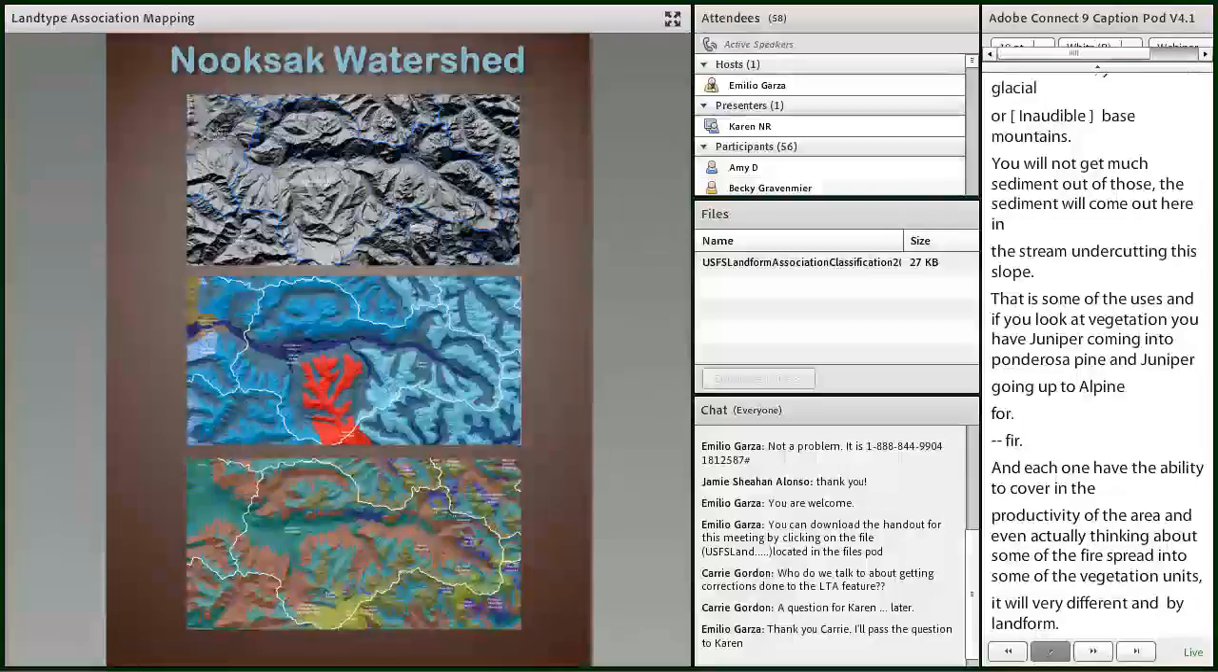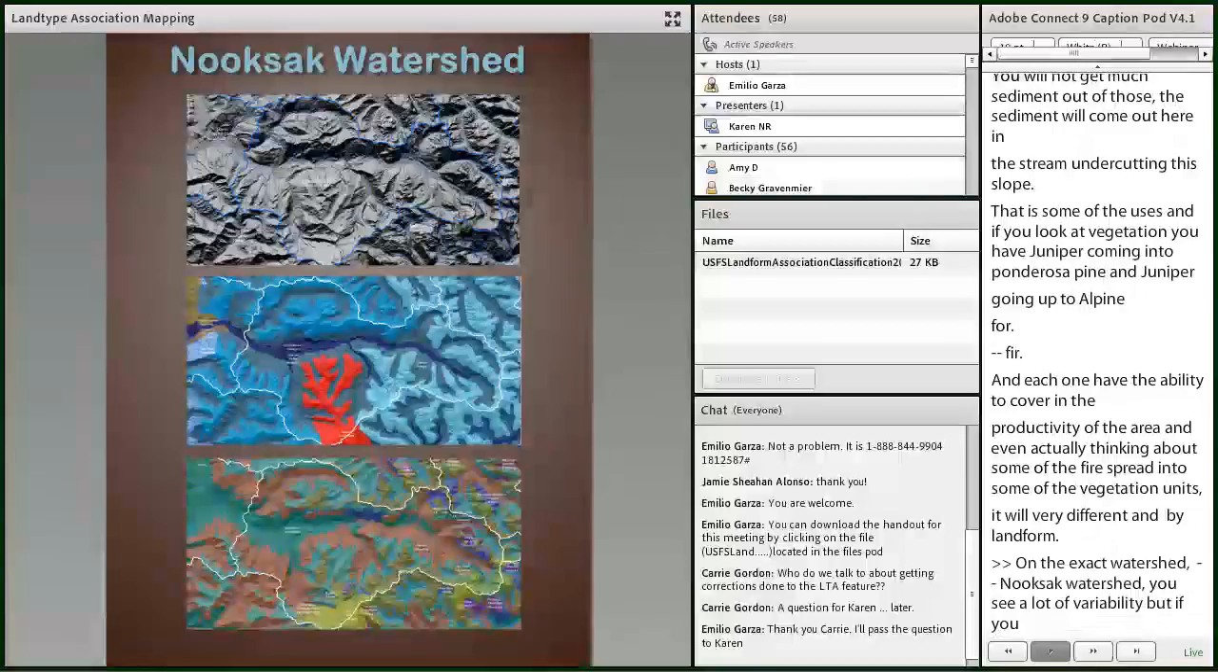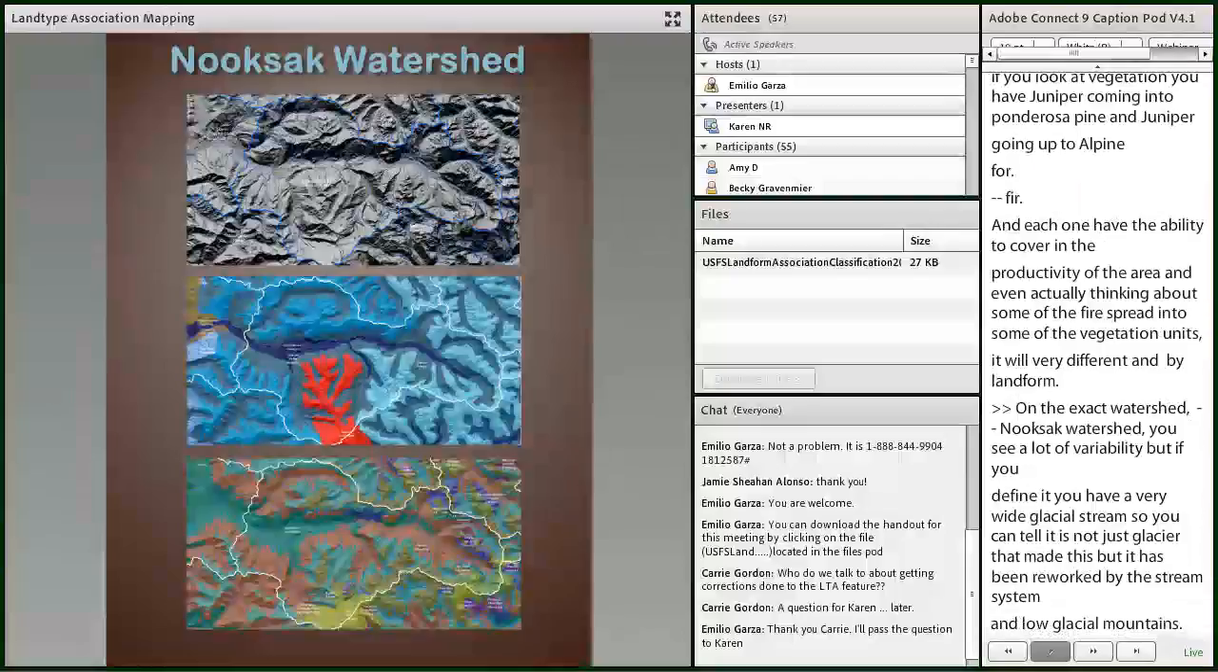So again, you have your hillshade with your stream layer and your watershed boundary, and you can see a lot of variability. But if you define it, you have a very wide glacial fluvial stream. So you can tell that it's not just glaciers that made this, but it's been reworked by the stream system. You have low glacial mountains, so shorter slopes, high glacial mountains up here, so really gaining elevation as you go up in the watershed. But then you have this sticking up in the middle. It's a volcano.